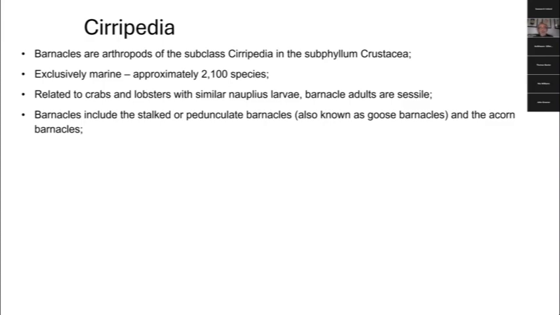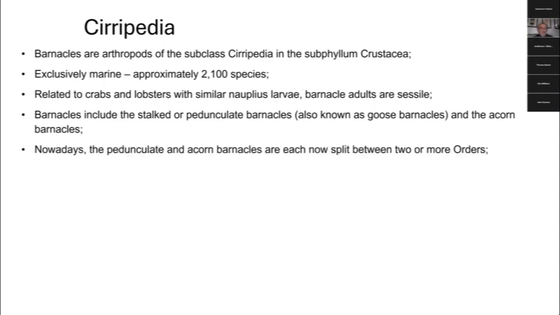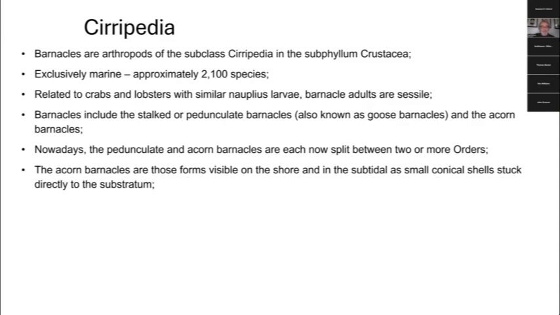They include the stalked or pedunculate barnacles, also known as goose barnacles, as well as the acorn barnacles. And nowadays, the pedunculate and the acorn barnacles are each split between two or more orders. So the classification has been continually revised all the time. There used to be orders called Pedunculata and Sessilia that covered the barnacles, but they now cover a much wider range of orders within the classification system.